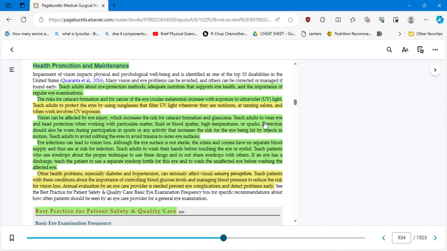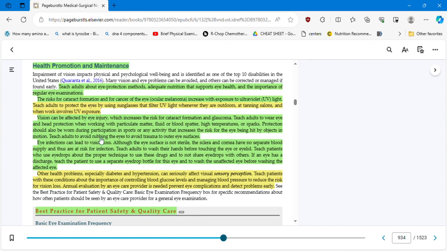Here we have to make a special remark on barbecues. Okay, barbecue, you are going to have high temperatures. You are going to have these little particles coming from the charcoal. So you need to wear special protection for your eyes, especially in these activities. Protection should also be worn during participation in sport or any activity that increases the risk for the eye being hit by objects or motion.